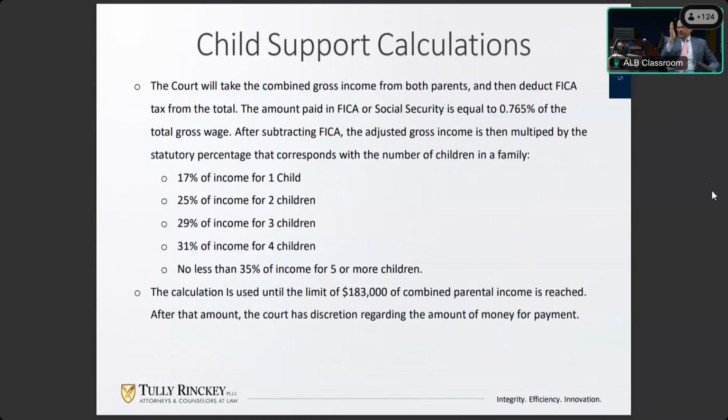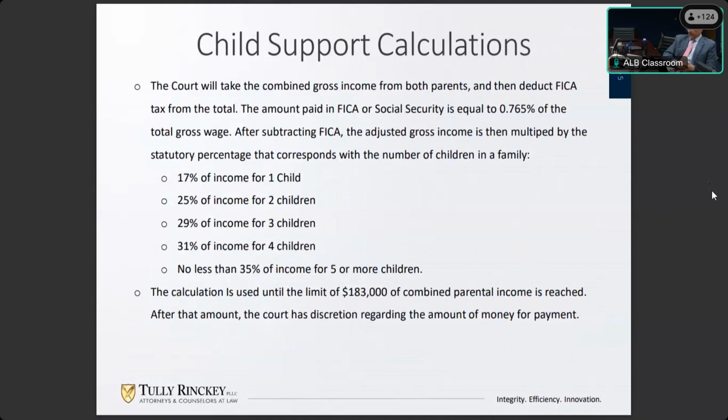So you get to $183,000, and the easiest way to figure this out, what I say, is that the court has decided that if two parties' income equals $183,000, that should be really enough to provide for that child's health, education, housing, those types of things. So anything below that, the courts are going to go along with what I just told you. The percentages, most likely they won't deviate from that.